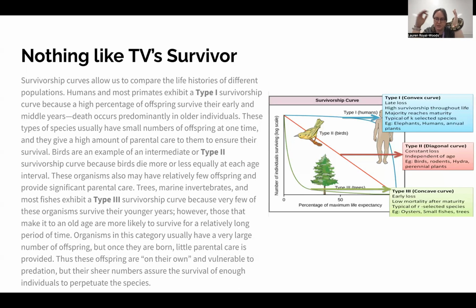Type 1, which is lots of prenatal care. We make sure our babies survive into adulthood, and then we drop off with old age. Type 2, where basically it's a kind of even death rate going on and down. And type 3, where there's a huge death rate at the beginning, and then once you hit adulthood, you can live for quite a long time, like trees, because you've made a whole ton of babies and hopefully somebody lives.